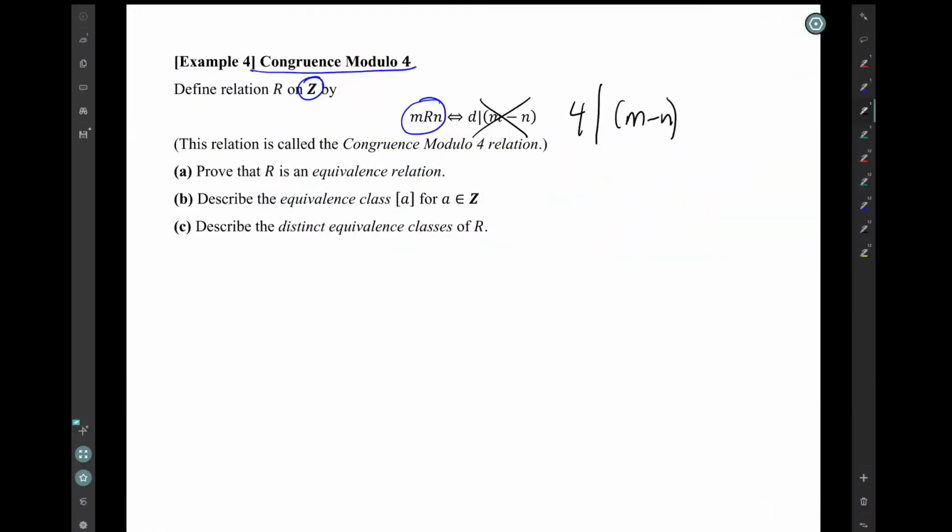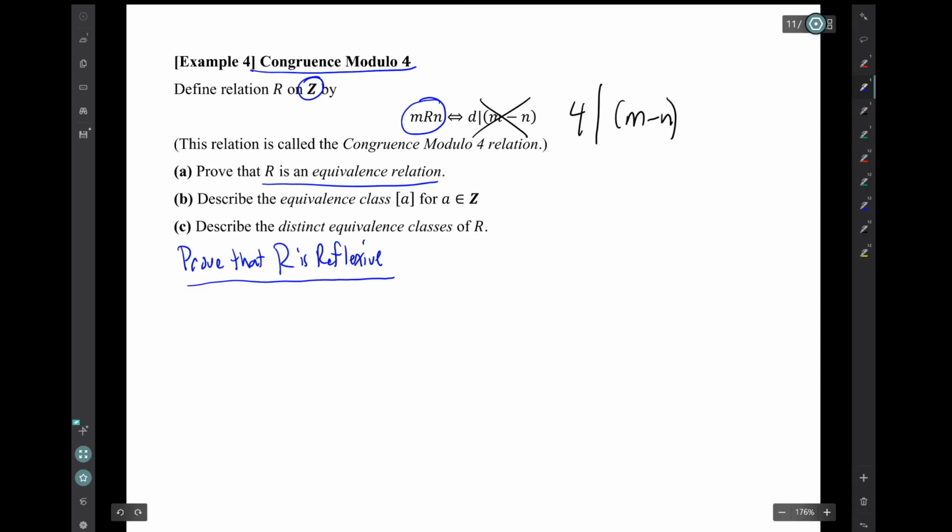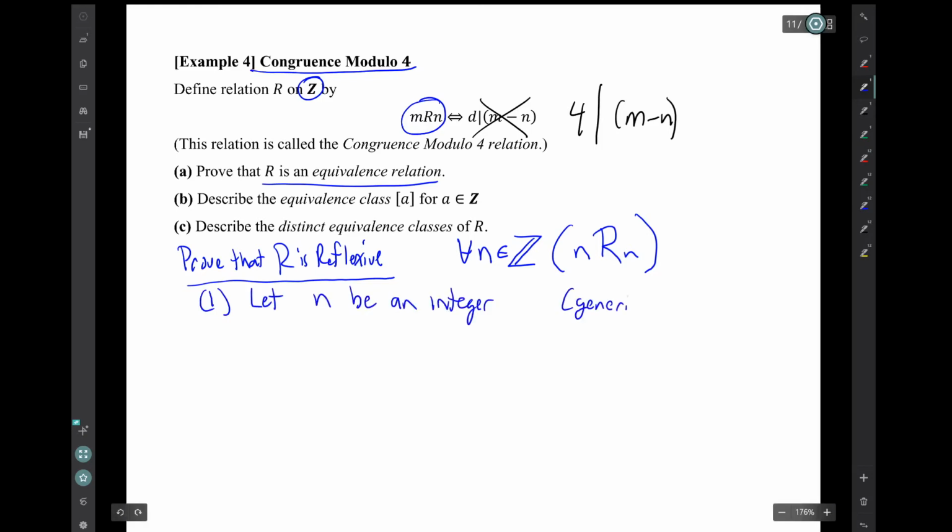So we have to prove that R is an equivalence relation, so we'll start by proving that R is reflexive. Now, we have to write down the statement of what it means to be reflexive. For all n in the integers, n is related to n. So how do we prove this? Well, we have to start by introducing a generic particular element that is an element of the domain. Now how does this proof have to end? Well, we have to end by saying that n is related to n.